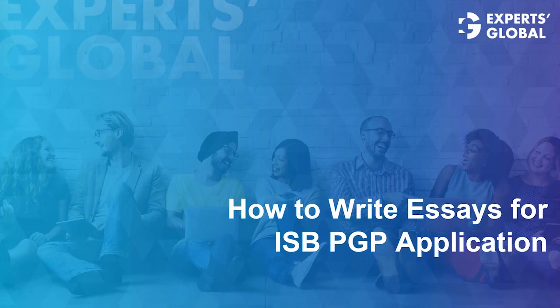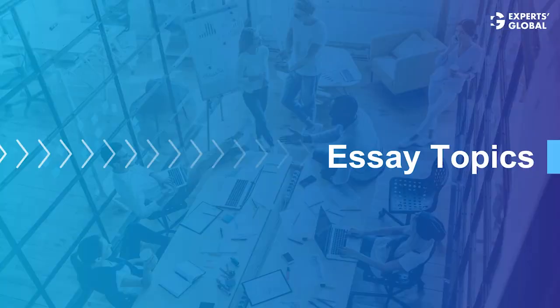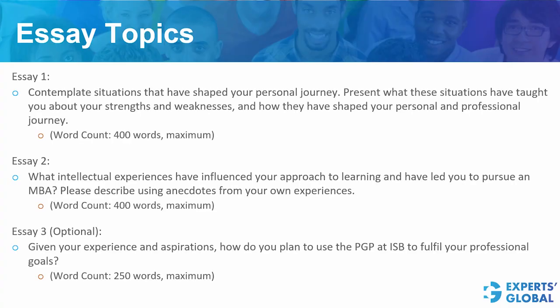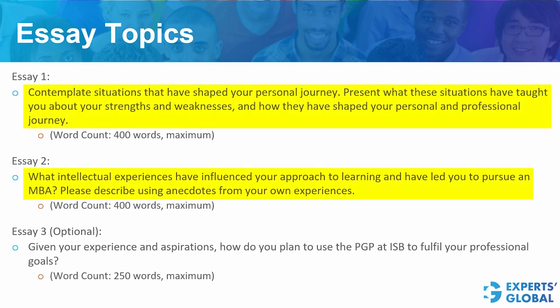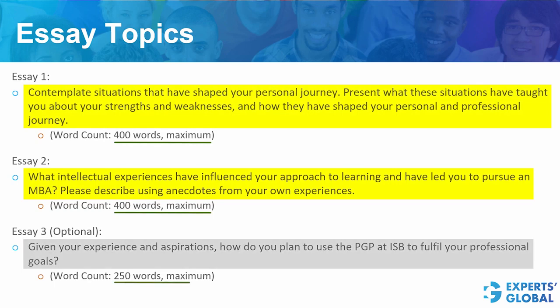How to write essays for the ISB PGP application for 2024-25 admissions. To begin with, these are the essay topics. You may want to pause the video and take a close look. There are 2 compulsory essays, 400 words each, and 1 optional essay, 250 words.